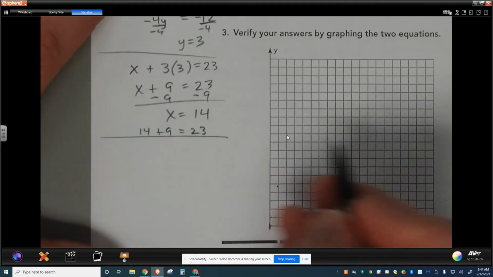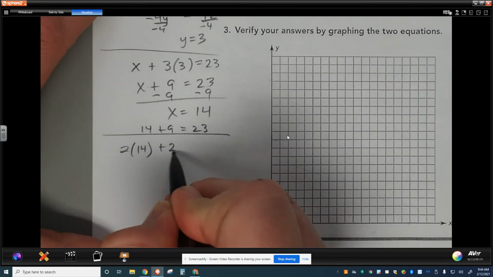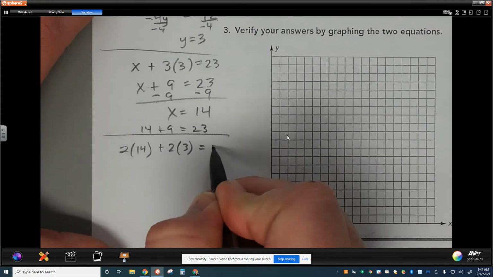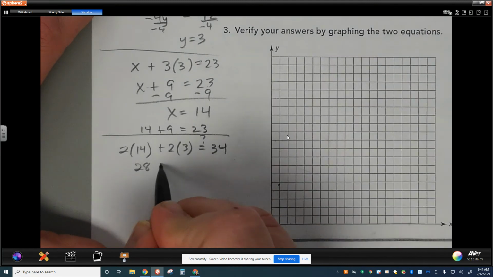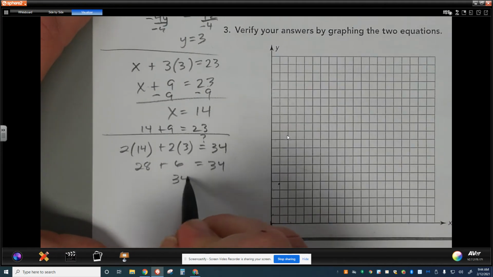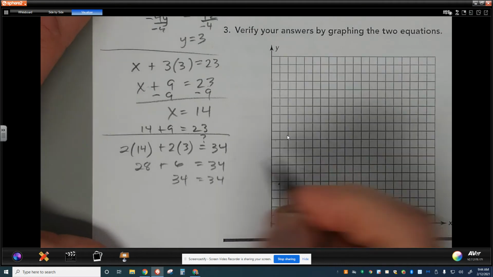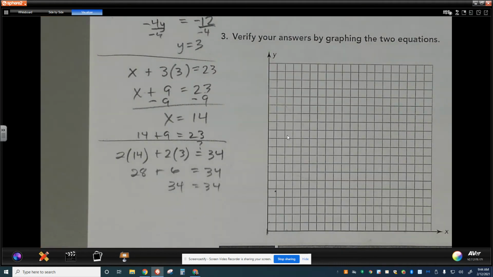Okay? Let's substitute for John's. 2 pizzas at $14, 2 drinks at $3 equals $34. So that's 28 plus 6 equals 34. And that's a true statement. And I know for a fact that my intersection is correct. Those two lines, when we draw them, would intersect.